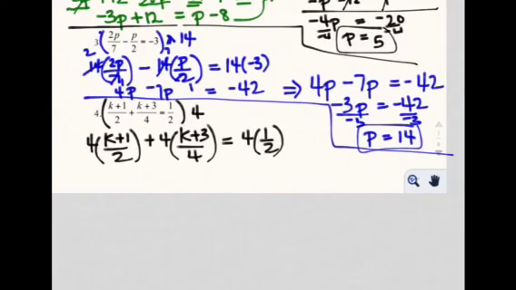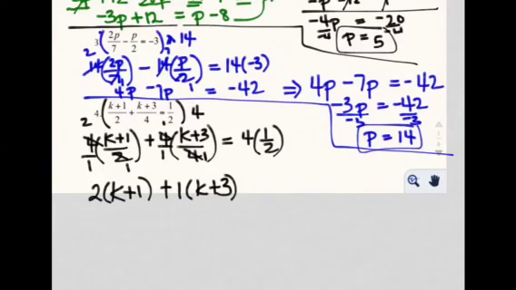This will cancel, giving you 2 over 1 times k plus 1, which is really just 2 times k plus 1, plus. Again, this is 4 over 1. These 4's will cancel, leaving 1's everywhere. So 1 times k plus 3 is what you have next. And on the right, 4 times 1/2. Again, 2 goes into 2 once, 2 goes into 4 twice. You get 2 over 1, which is 2.